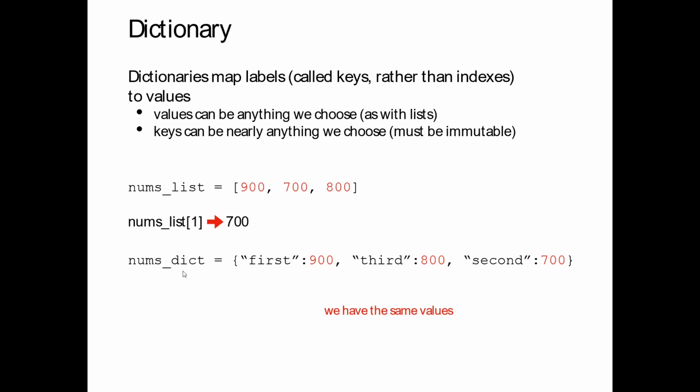So I could do something like this. I could say numsdict, and so this is how I'm going to be defining a dictionary. And here are my labels, or my keys. So I've got first, that's going to have the value 900. Third, which is the third position here, is going to have the value 800. The second position, we'll just give that the string second, value 700. They're the same values. I put them in a different order, but they're the same values, and I'm using my user-defined keys that I can go and use to look them up.